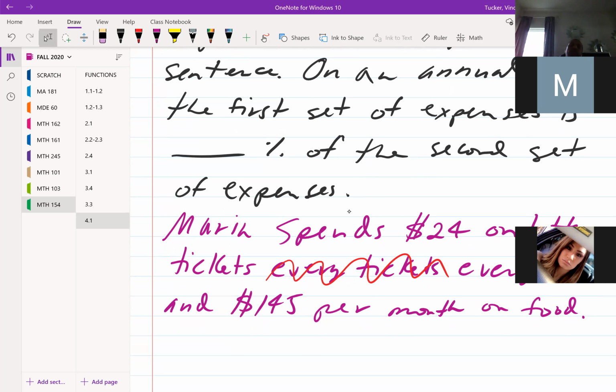So we have Maria spends $24 on lottery tickets every week, and then $145 per month on food. So $24 on lottery tickets every week, and then $145 per month on food.